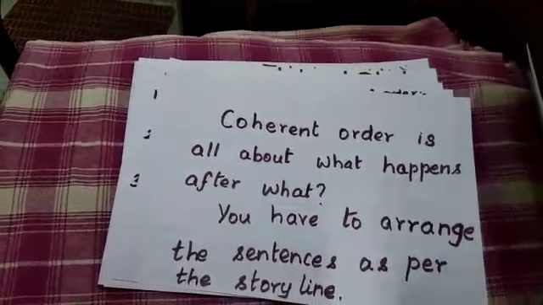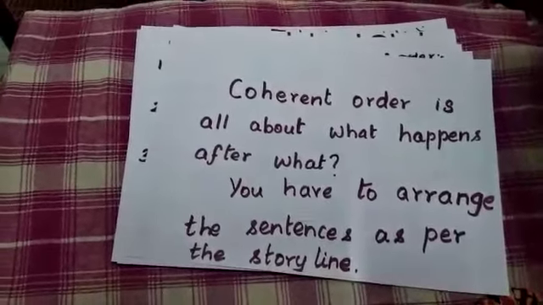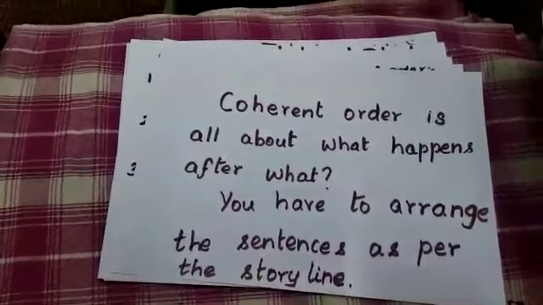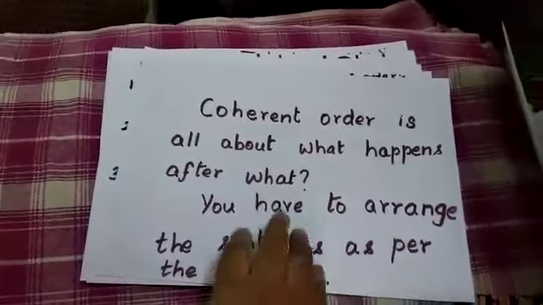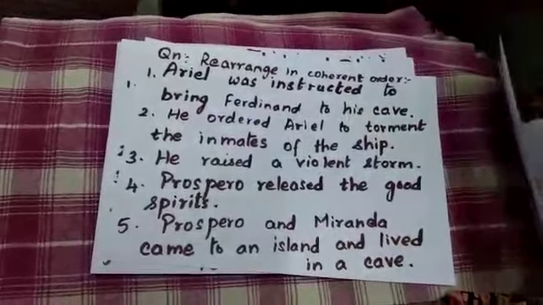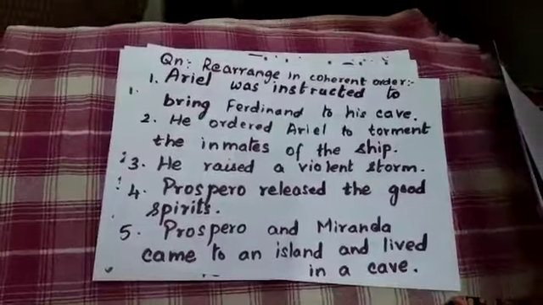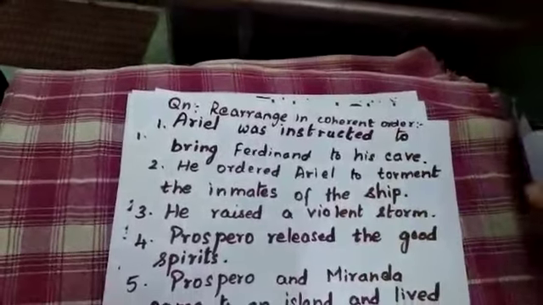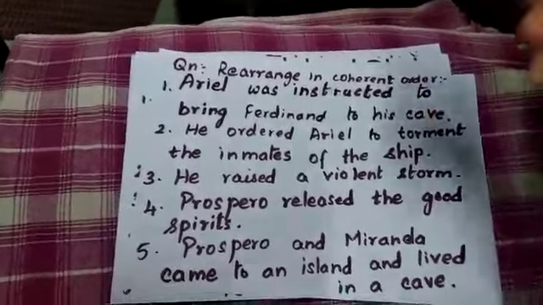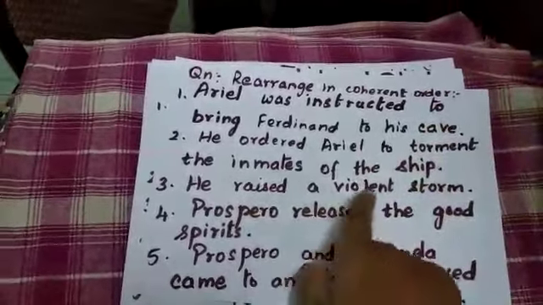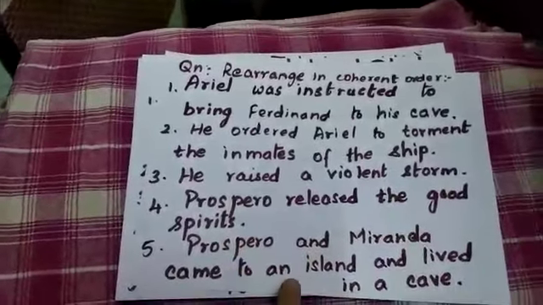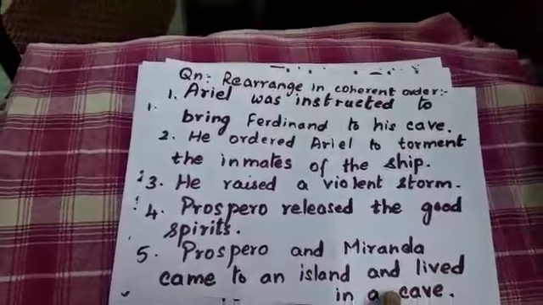You have come across a lot of stories in your supplementary readers. Now I have prepared an example based on The Tempest. The Tempest is the story of how Miranda and Ferdinand come together as a couple. Now the sentences are jumbled. Ariel was instructed to bring Ferdinand to his cave. He ordered Ariel to torment the inmates of the ship. He raised a violent storm. Prospero released the good spirits. Prospero and Miranda came to an island and lived in a cave.